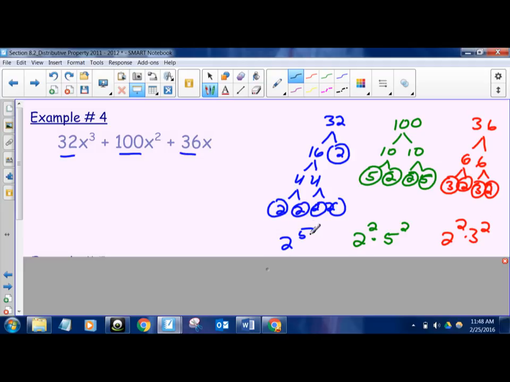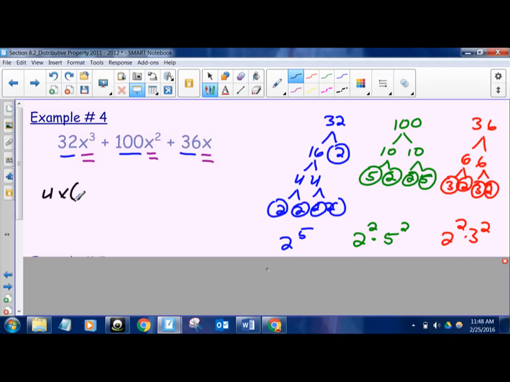Well, the blue, 32, I got 2 to the 5th. The green, I got 2 to the 2nd, and the red, I got 2 to the 2nd. So the largest GCF there is going to be 2 to the 2nd power, which is 4. And then 5 squared in the green, the 100, but I don't have 5s anywhere else. And the 36 has a 3 squared, but I don't have the 3s anywhere else. So the GCF is 4. Oh, got to do the variables too. So that's the number portion. Let's do the variables. I got x cubed, x to the 2nd, x to the 1st. GCF, the smallest exponent, x to the 1st.